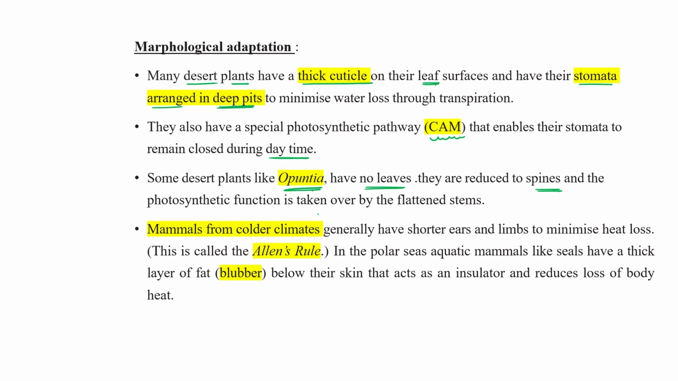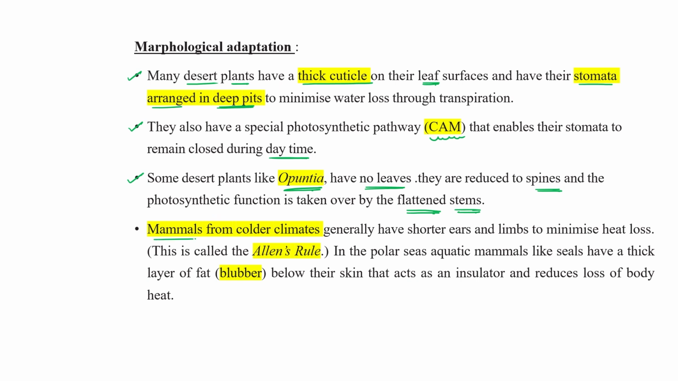For photosynthesis purposes, as leaves are converted into spines, their stems are fleshy and flattened, and contain chlorophyll for photosynthesis. So these are the changes, these are the adaptations, some examples we have discussed over here, adaptation of the desert plant.